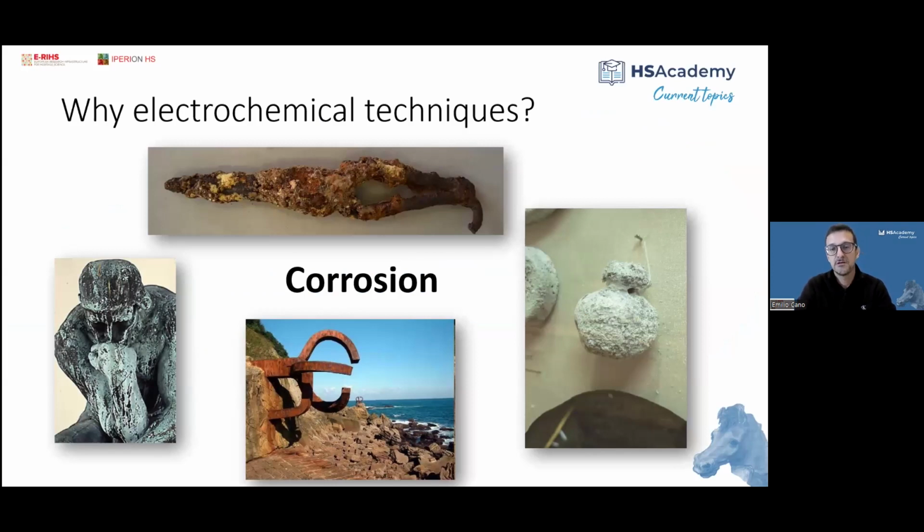Corrosion is the reaction of metals with their environment, and it is something that happens to almost all metals in all kinds of environments. Specifically, heritage metals corrode during burial for archaeological objects, they corrode when they are exposed to the atmospheric environment, and they corrode even in museums by reaction with the pollutants and the humidity of the museum.